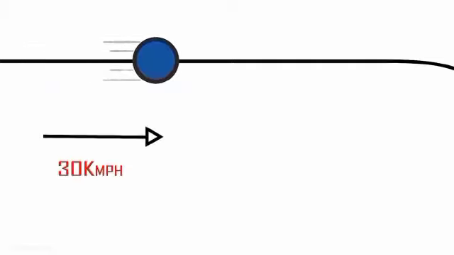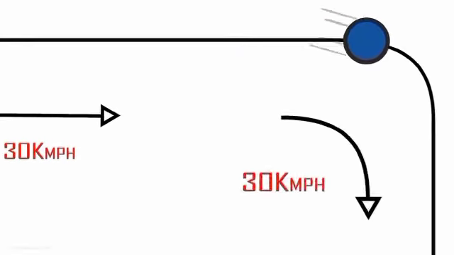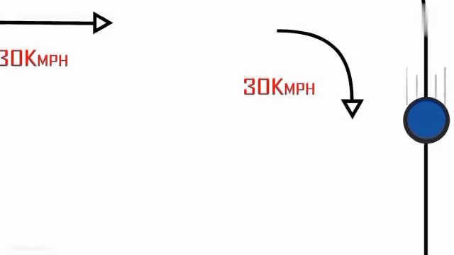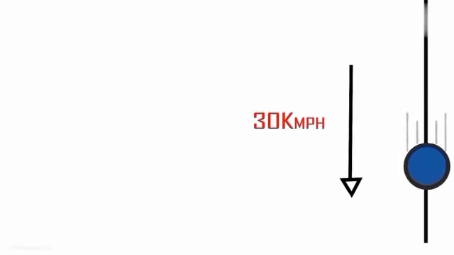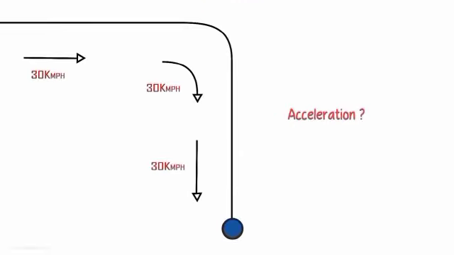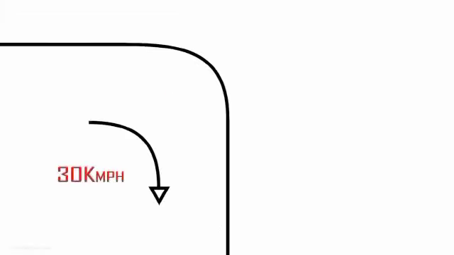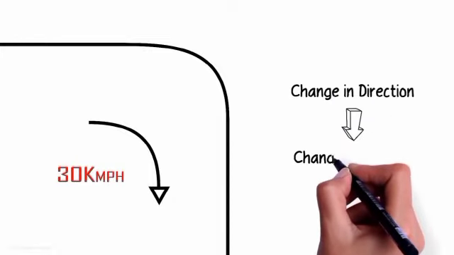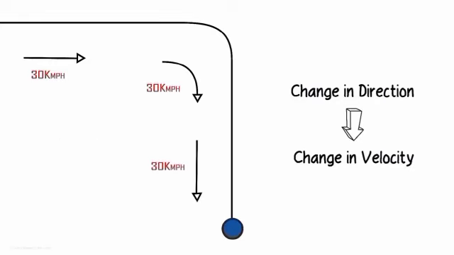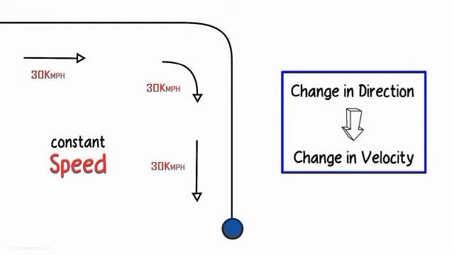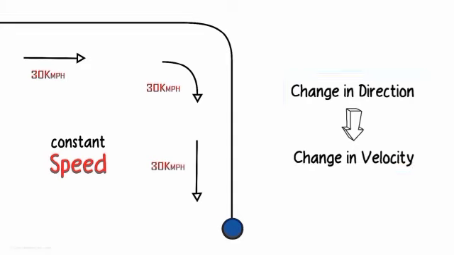In another scenario, assume that a body is moving at 30 kilometers per hour and then it turns right at 30 kilometers per hour and continues traveling at the same speed of 30 kilometers per hour. Will there be acceleration in this case? The answer is yes. As the direction is changing, the velocity will also change. The only thing constant in this example is speed. But the velocity changes as the direction changes. So, this was the most important concept you had to know about acceleration. It will exist only when there is change in velocity.